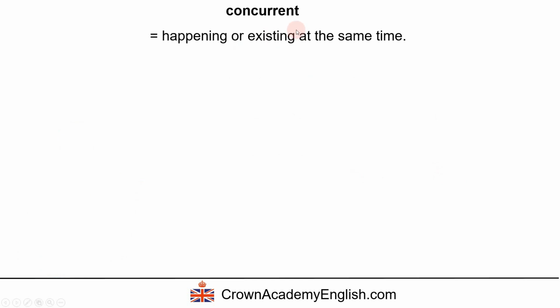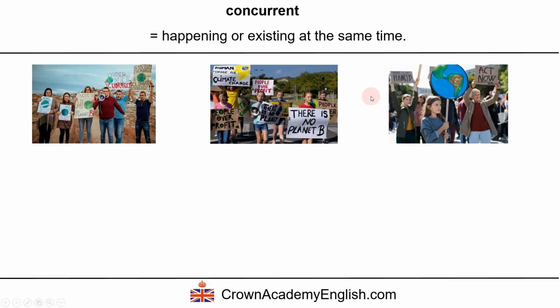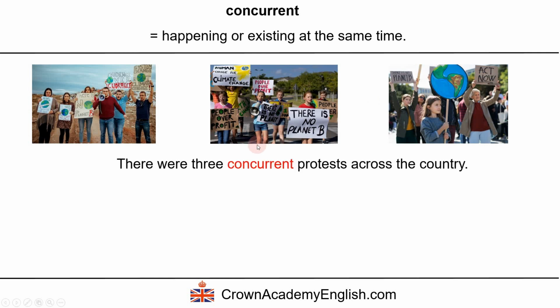Concurrent. This means happening or existing at the same time. Example. There were 3 concurrent protests across the country. So this was protest number 1, protest number 2, protest number 3, and they all happened at the same time. So we say that there were 3 concurrent protests at the same time.